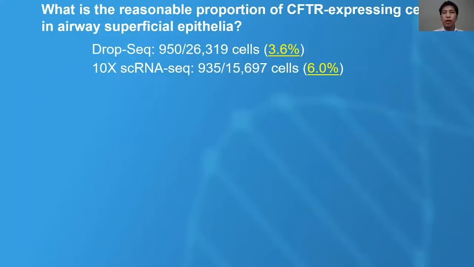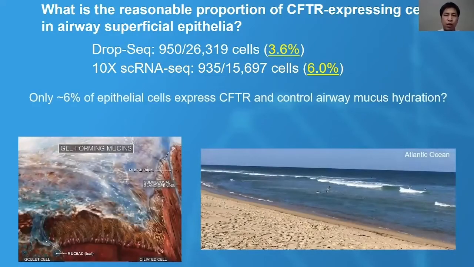Our single-cell RNA sequence data provided powerful information about CFTR expressing cell types. However, our single-cell RNA sequence studies identified CFTR expression in only 3 to 6% of airway epithelial cells. This low frequency of CFTR positive cells raises a question as to whether CFTR expression in such a small fraction of epithelial cells is sufficient to hydrate airway mucus that covers all over the airway surface.